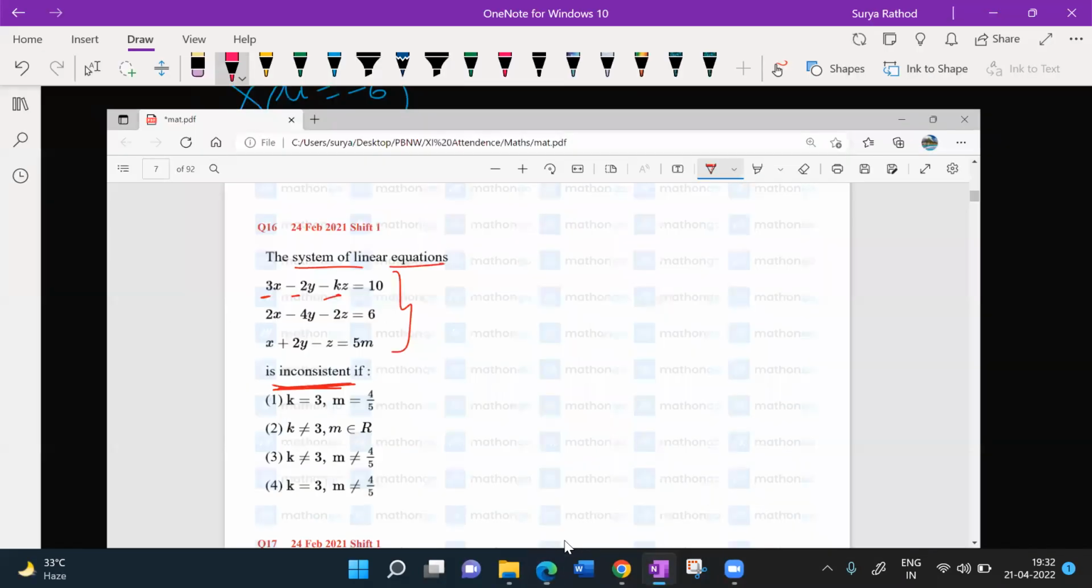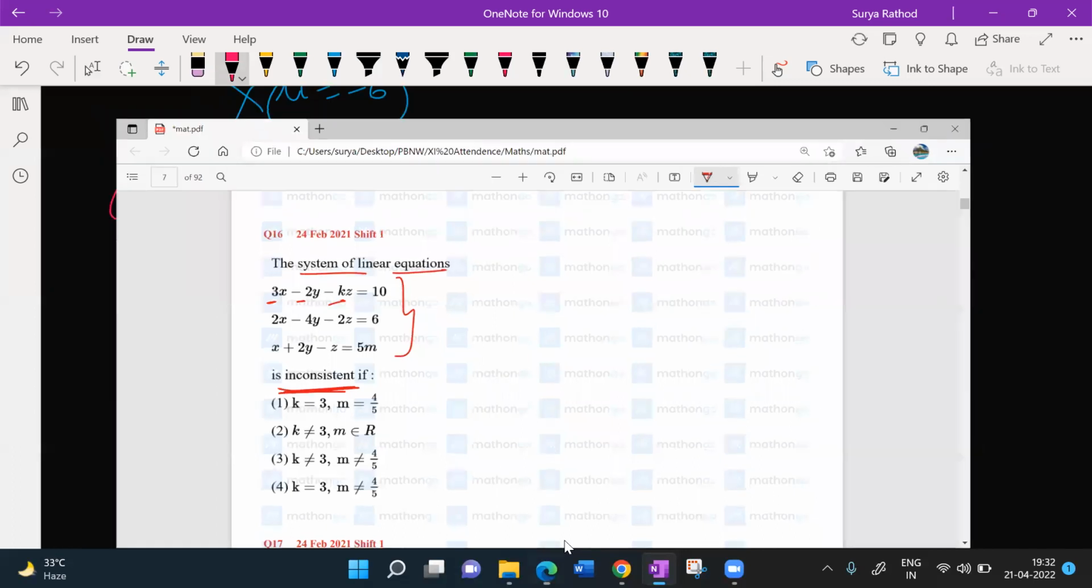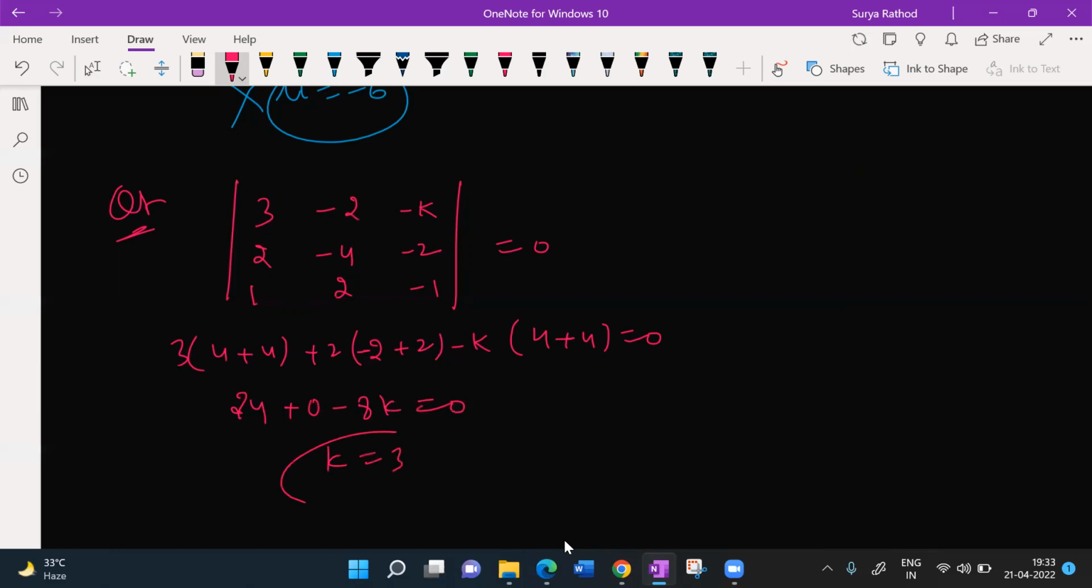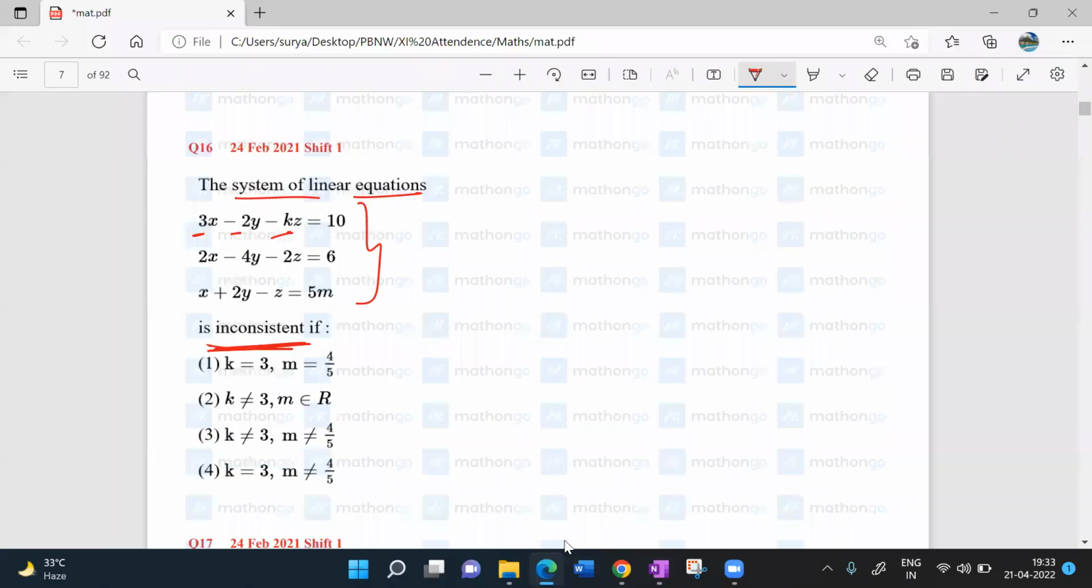Minus 2. Next 1, 2, minus 1 is equal to 0. So now 3 into 4 plus 4, plus 2 into minus 2 plus 2, minus k, 4 plus 4 is equal to 0. So now 8 times 3 is 24, and 0 here, minus 8k. So k value is equal to 3, I got, correct? K value 3.